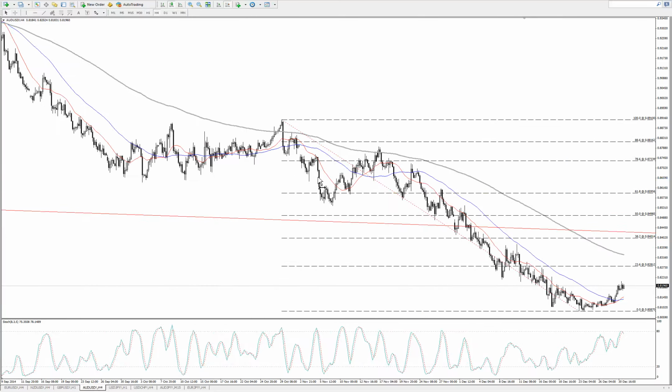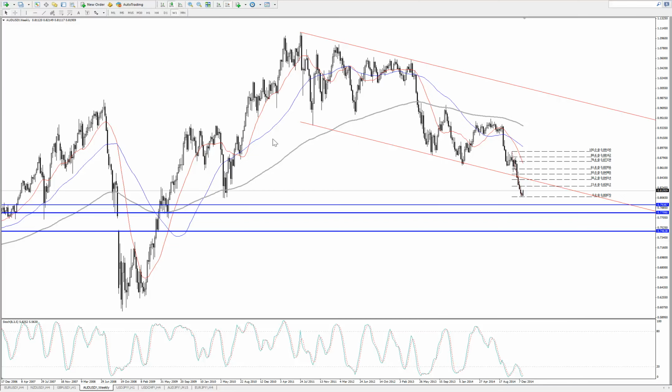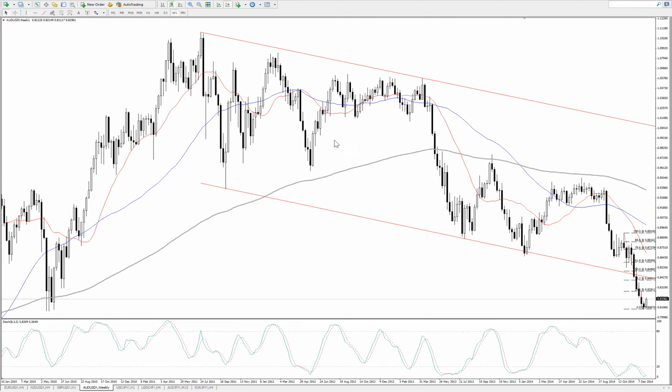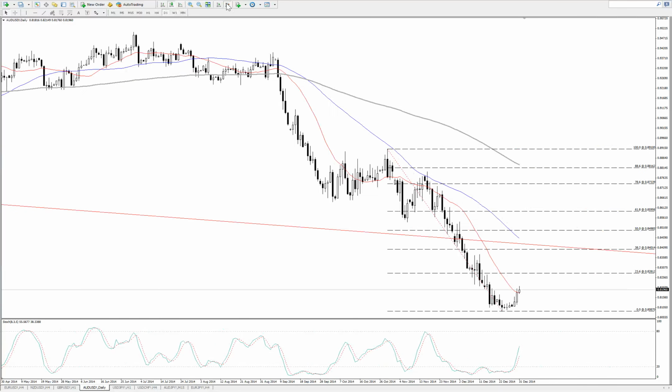Next we have the Australian dollar against the US dollar. I would like to take you to the weekly charts. There was previously a falling trend channel in the weekly charts. This is a huge one, and price has already broken below, and right now we're experiencing a retracement over here. So back to the daily charts.